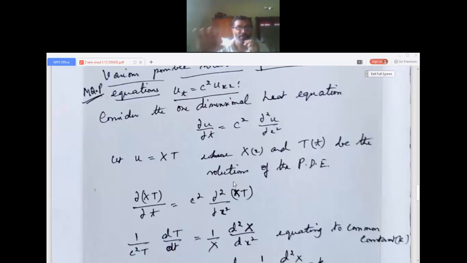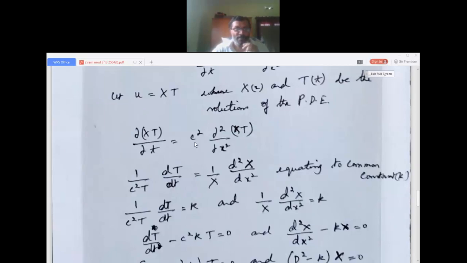Already same thing for the wave equation, because there are 2 variables x and t. So here in place of u, you put XT: c² ∂²/∂x² (XT). Here c² and T are common, T is outside, because the derivative is with respect to x. So 1/(c²T) dT/dt equals 1/X times the second derivative of X. But since it is a partial derivative of one variable, the partial derivative will be an ordinary derivative. Already we studied this in the beginning of this chapter.